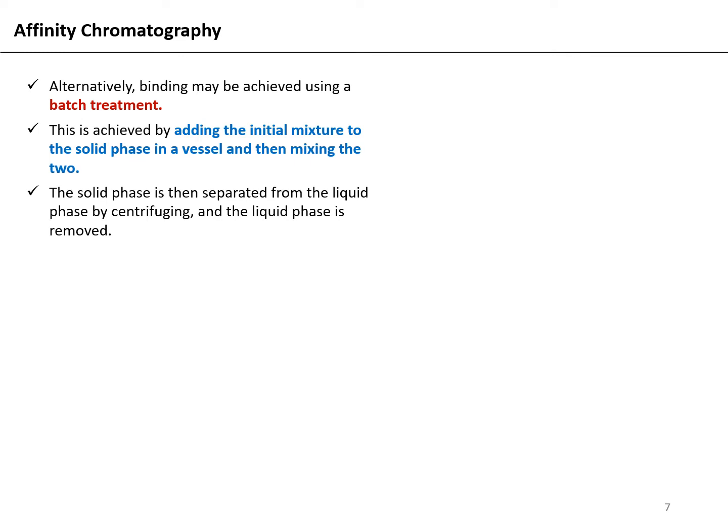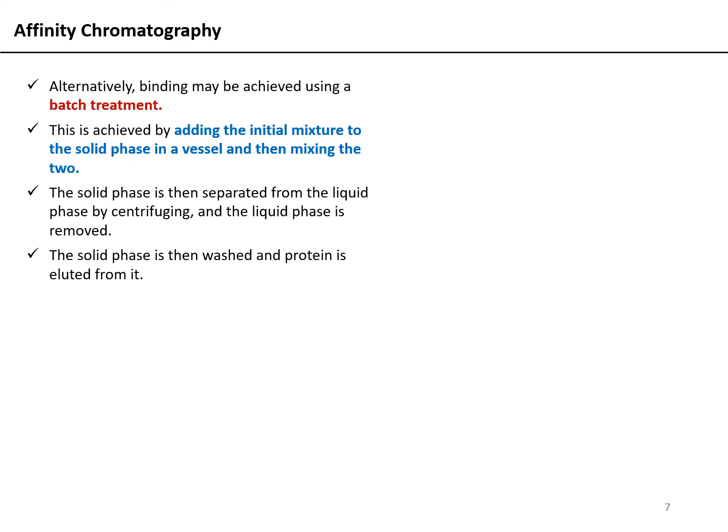So you centrifuge it at a low speed. This will cause your beads to settle down to the bottom of your Falcon tube, and on top you have the rest of the mobile phase which is not bound, and you simply remove it by decanting it. So the liquid phase is removed from the solid phase. The solid phase is then washed and protein is eluted.